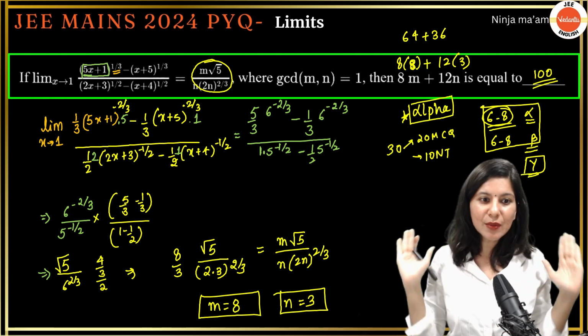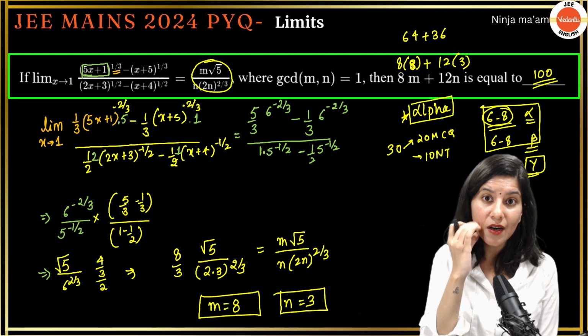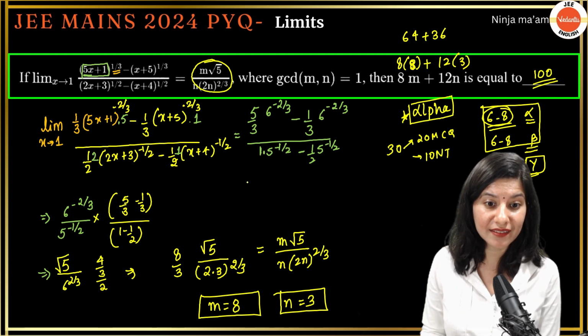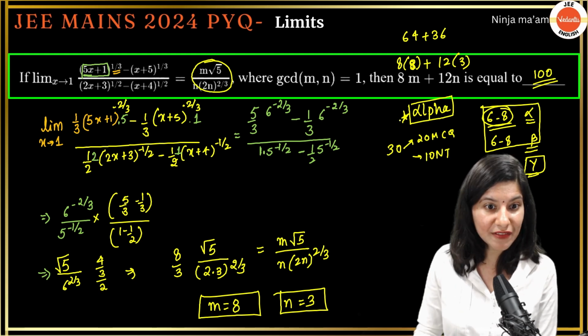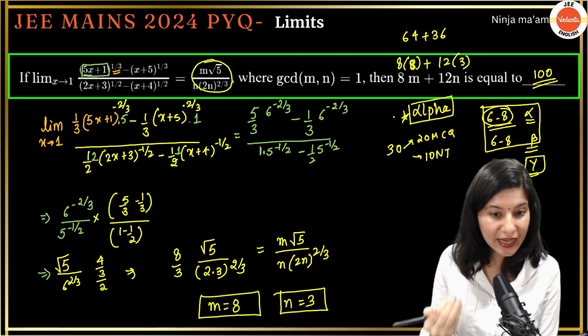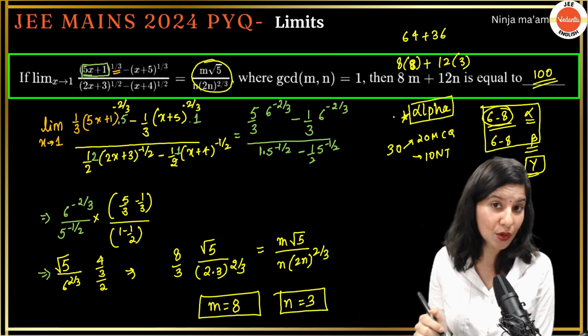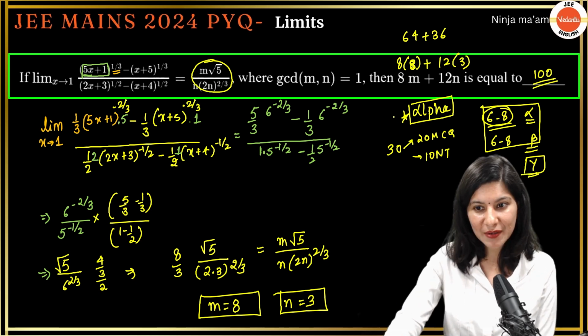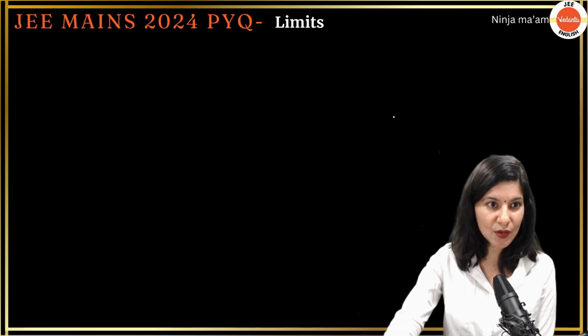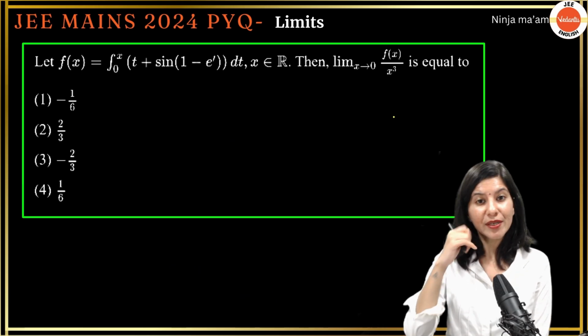Okay. So this question, tell me, how will you rate this question? I say this is alpha category because you have applied L'Hopital and the calculations are also not that tough. Okay. All right. Now let us move on to the very next question.